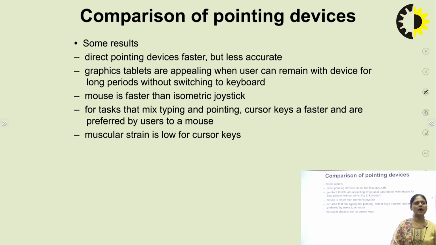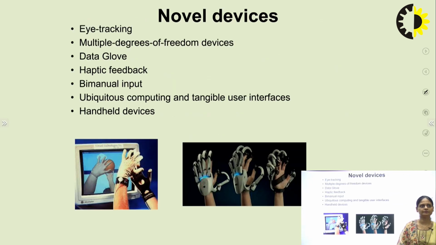Graphic tablets are appealing when the user can remain with the device for long periods without switching to the keyboard. Mouse is faster than isometric joystick. For tasks that mix typing and pointing, cursor keys are faster and are preferred by users to a mouse. Muscular strain is low for cursor keys. So all these comparisons are there when we opt for direct or indirect devices.